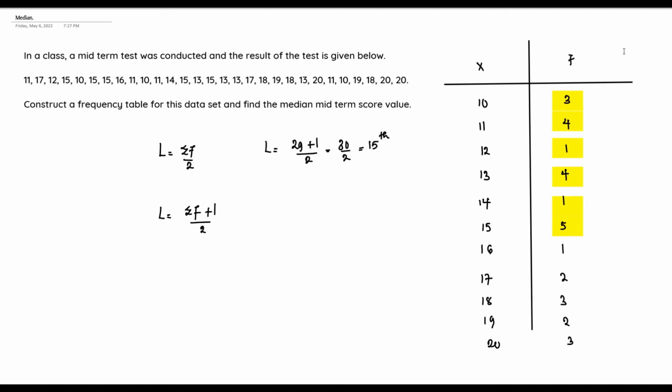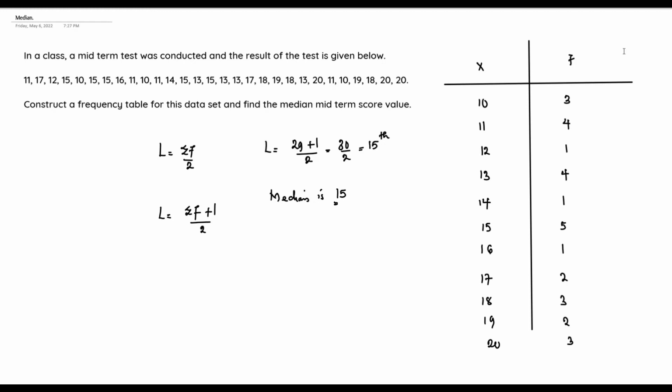So definitely the 15th position data is going to be around here. So that is the one attached to the frequency of 5. So that means our median is going to be equal to 15. That is our median. Let's write it out. Our median is actually equal to 15.